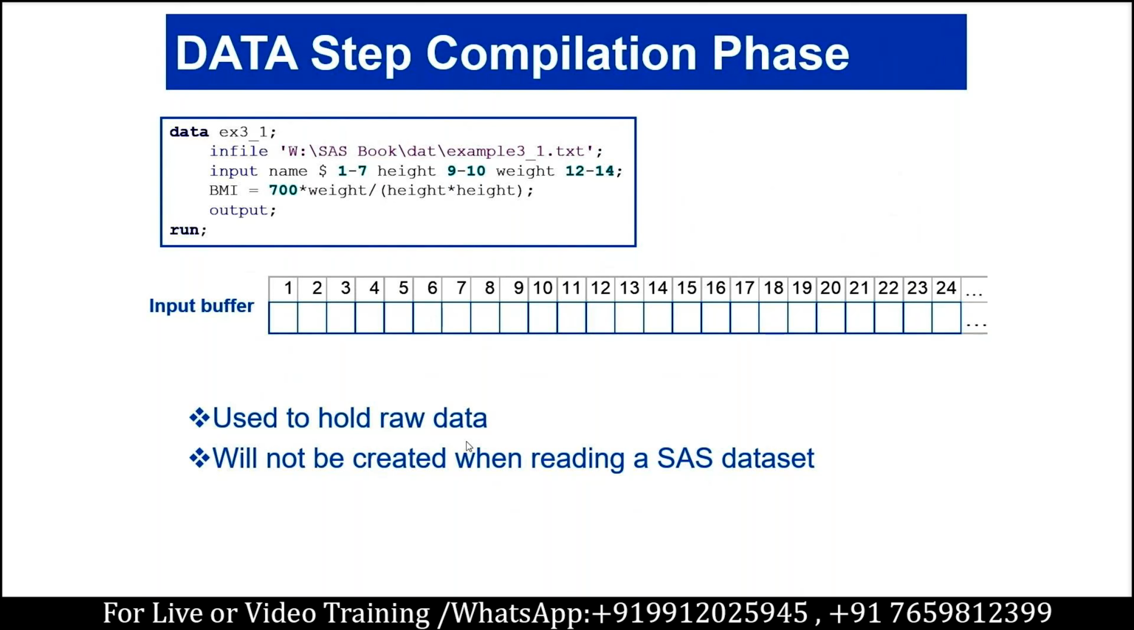So we are going to discuss 3 points about the compilation phase. First point: once you execute the program, very first SAS will enter the compilation phase. In the compilation phase, SAS is going to create the input buffer first, to hold your raw data from your external file to the SAS environment, to carry your raw data position wise. 1 point done.